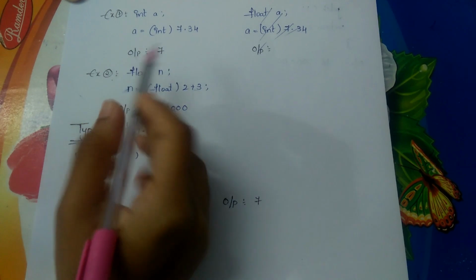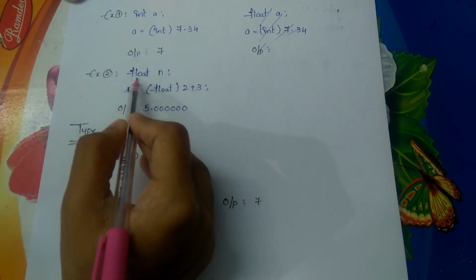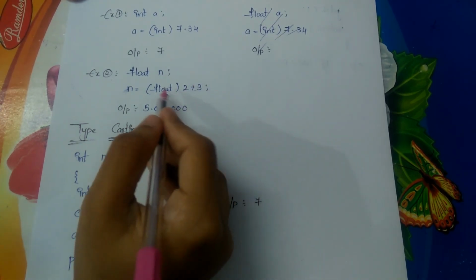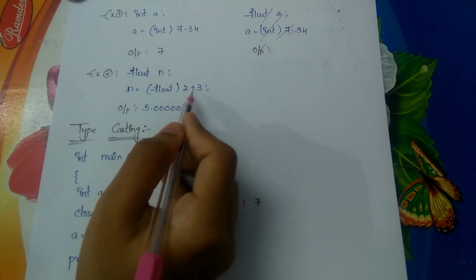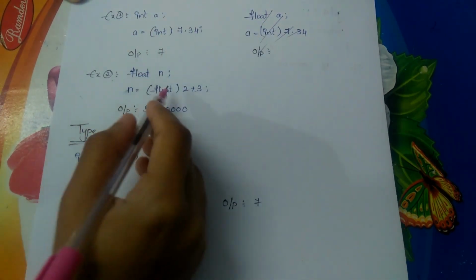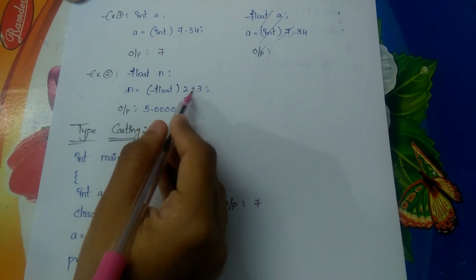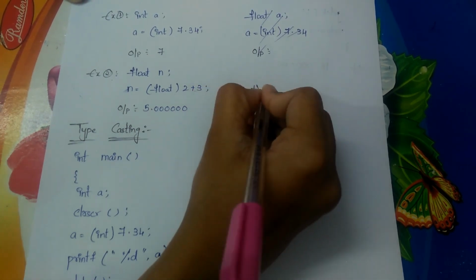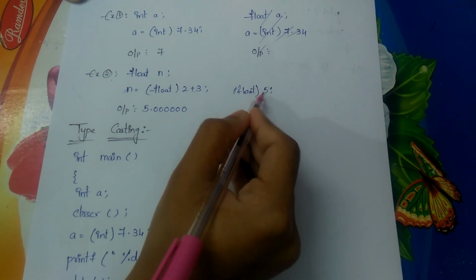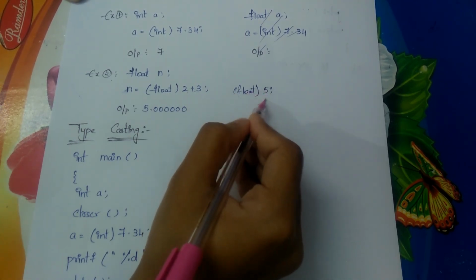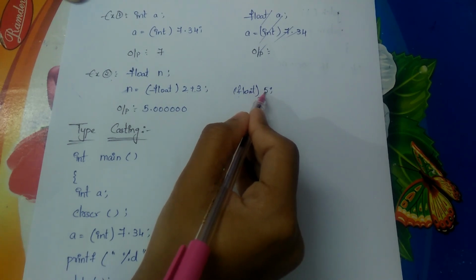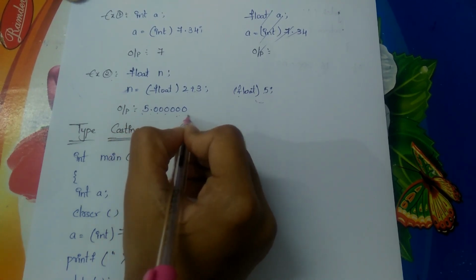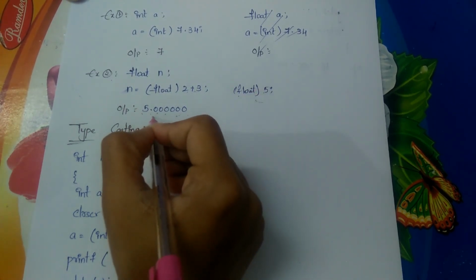Then in example 2, I am declaring variable n with the float data type, and n is equal to float of 2 plus 3. Here I am using the second syntax, within the braces the data type, and we can also give an expression here. So 2 plus 3 is nothing but 5, and this 5 is an integer. When I use the float data type, this integer will be converted to a float. So when I write this integer in the form of a float, we get 5.000000. So this is a conversion of integer to float.